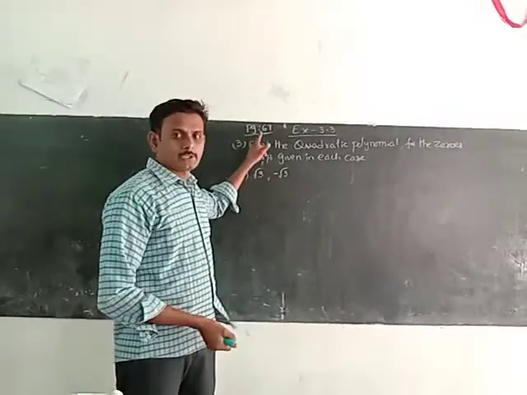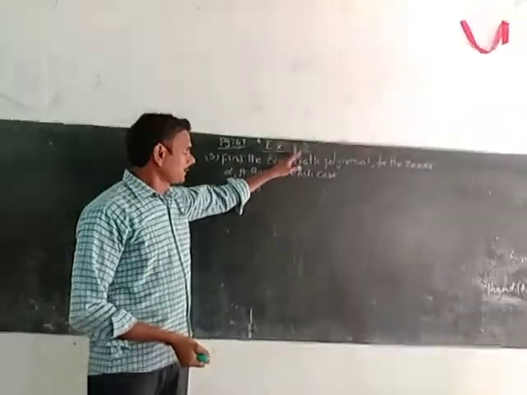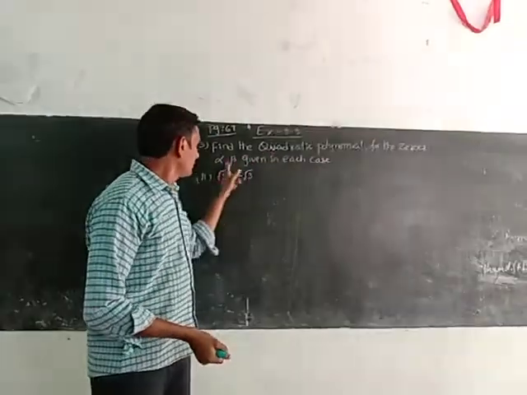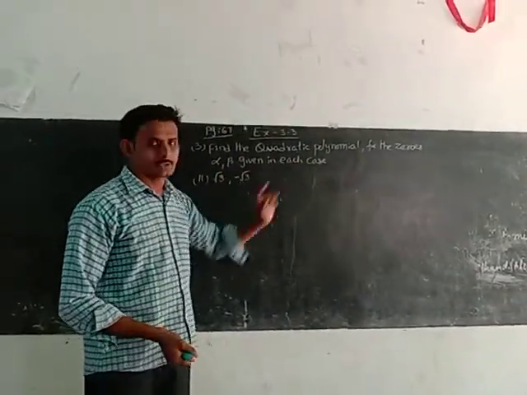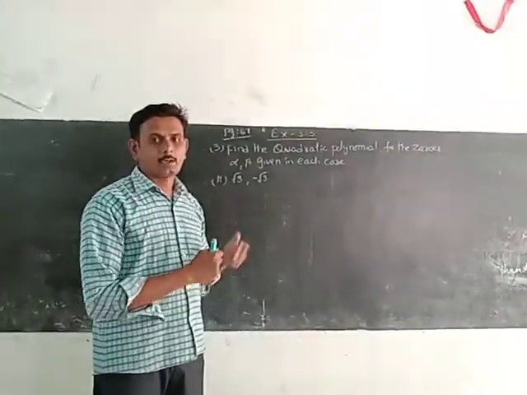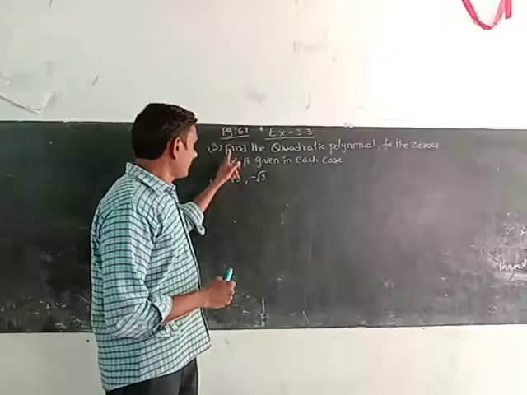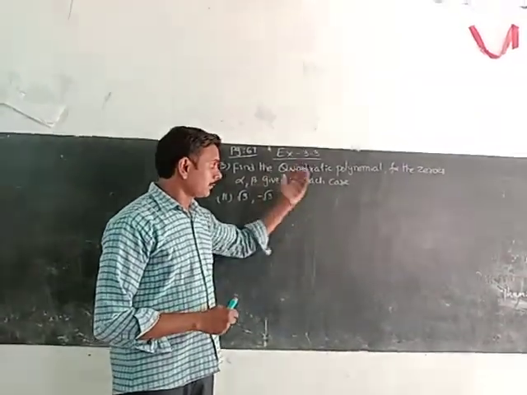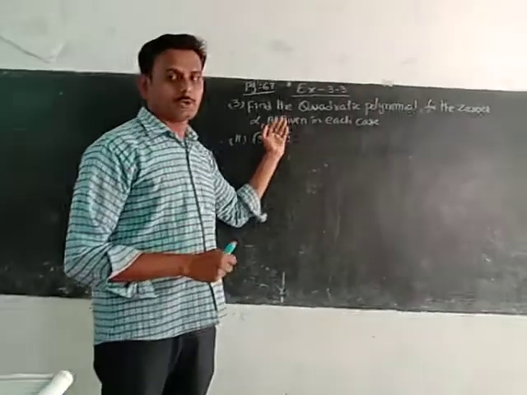Okay, on page number 67, in the polynomials chapter, exercise 3.3, the third one. Find the quadratic polynomial for the zeros alpha and beta given in each case. They are already given. The given values are taken as alpha and beta. We have to find the quadratic polynomial for the given zeros alpha and beta.